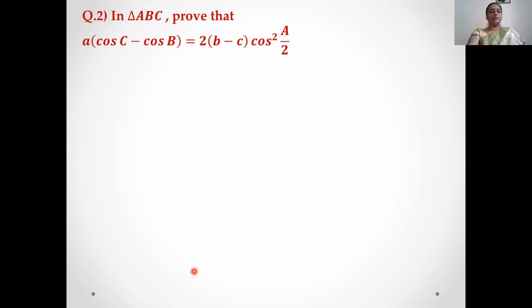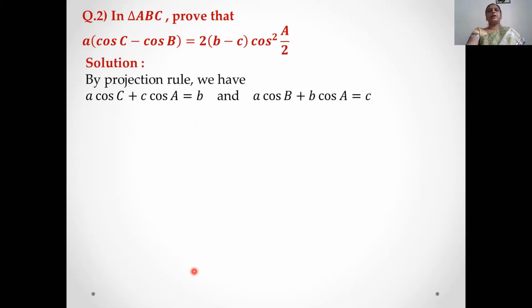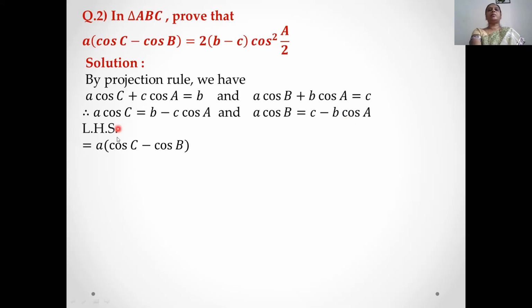In triangle ABC, prove that a(cos C − cos B) is equal to 2(b − c)cos²(A/2). Again, by the projection rule, we know that a cos C + c cos A is equal to b, and a cos B + b cos A is equal to c. Now, here a cos C will be b − c cos A, and here a cos B will be c − b cos A. Now take the left hand side of the problem.